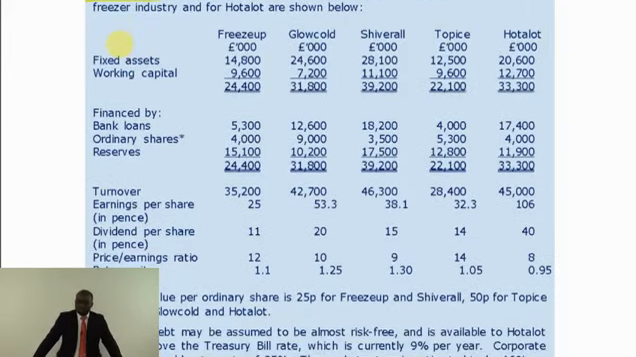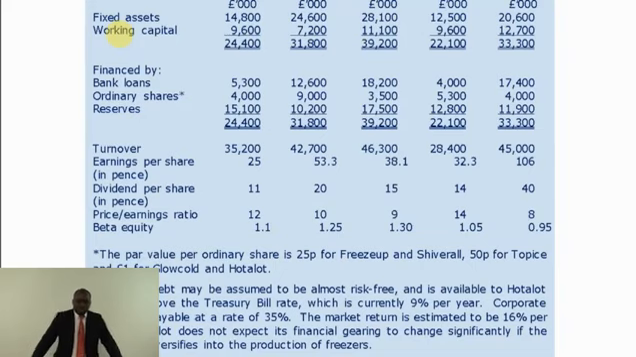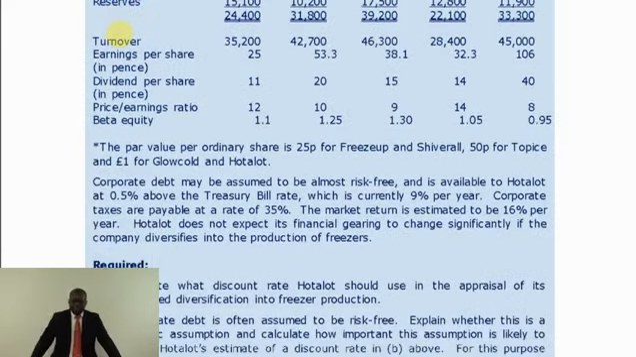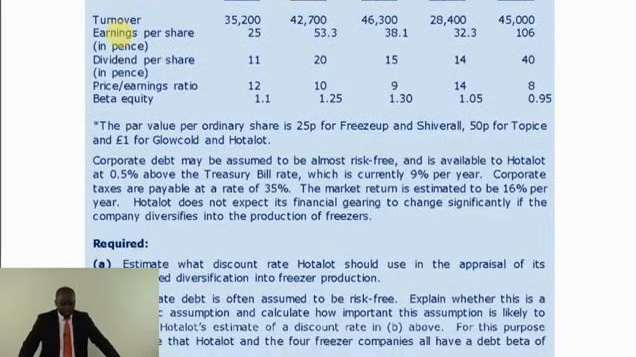Data on 4 listed companies in the freezer industry and Hot Alot are shown below. Freeze Up, Glow Cold, Shiver All, Top Piece, and Hot Alot: fixed assets, working capital, financed by bank loans, ordinary shares, reserves, turnover, earnings per share, dividend per share, price earnings ratio, beta equity. The par value per ordinary share is 25p for Freeze Up and Shiver All, 50p for Top Piece, and £1 for Glow Cold and Hot Alot.